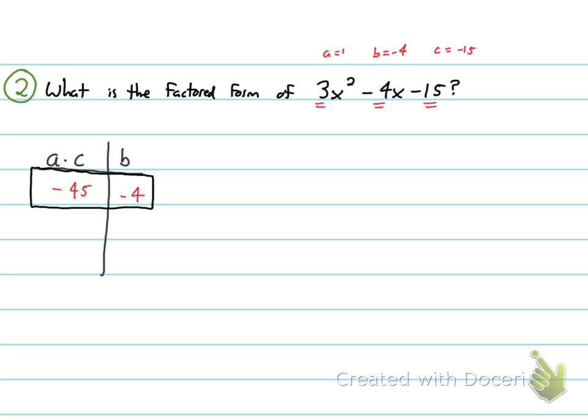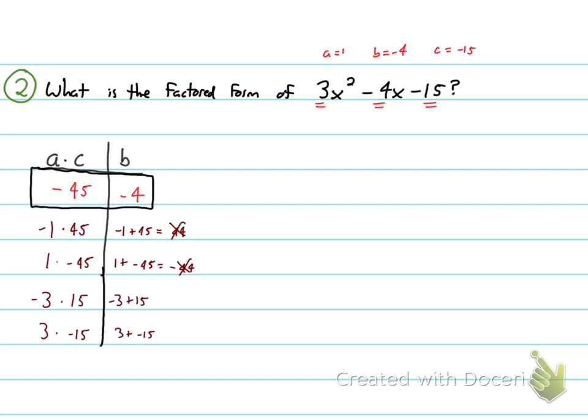So again, we're working with negatives here, so we've got to consider our positive and negative values. If I want negative 45, I could do negative 1 and 45 or 1 and negative 45. When I add both of those up, though, either scenario does not give me negative 4. So I'm going to move on. 3 and 15, negative 3 plus 15, or 3 plus negative 15. That gives me 12 or negative 12, so those don't work either. So now I'm going to try 5 and 9, negative 5 times 9, or 5 times negative 9. And in that last scenario with 5 and negative 9, I finally get negative 4.